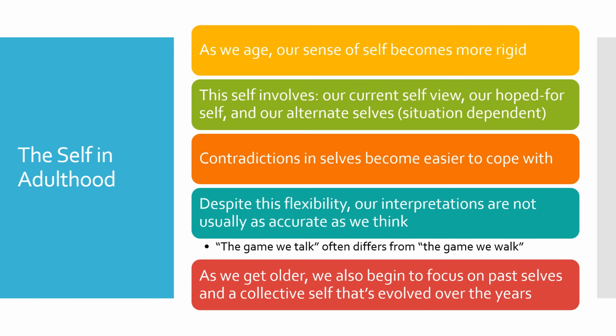One of my favorite phrases I ever heard from somebody who was talking about our newfound ability to accept those contradictions is one where somebody told me the game we talk often differs from the game we walk. Essentially, it's saying who you say you are isn't always who you are when you get into adulthood. It's just we're so flexible with it, and our sense of self is so rigid by this point that we don't feel a need to contradict those situations where we're not acting in accordance with our definitions of the self. Now, this consistency in our perception of the self lasts pretty much throughout our entire lifespan.